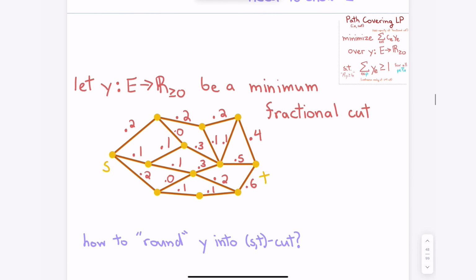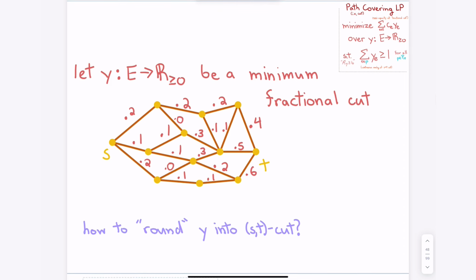So we can think of this as a rounding question, right? Suppose you have a minimum ST cut. And I don't know if that's minimum, but if you look at any path from S to T, the numbers should add up to at least 1. So I think it is a fractional ST cut. And the question is, how do you round? We have a fractional cut and I want to turn it into an integer cut. How do I round it into an ST cut? Any ideas?